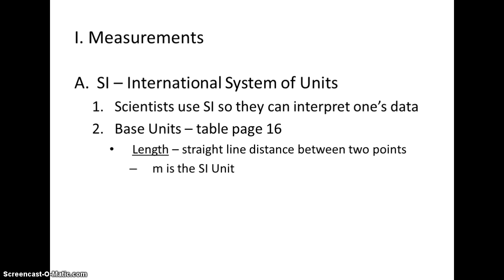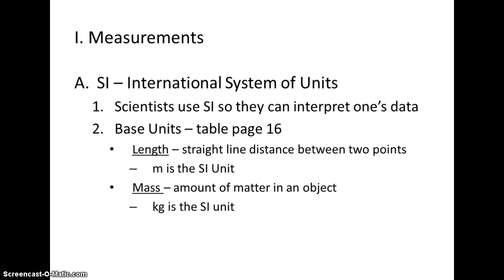There are some base units. There's a table on page 16 of your book that has more, but here are 3 of them. Length. Length is a straight line distance between 2 points. M, or meter, is the SI unit for length. We will work a lot more with length in semester 2. Mass. Mass is the amount of matter in an object, and kg, or kilogram, is the SI unit.